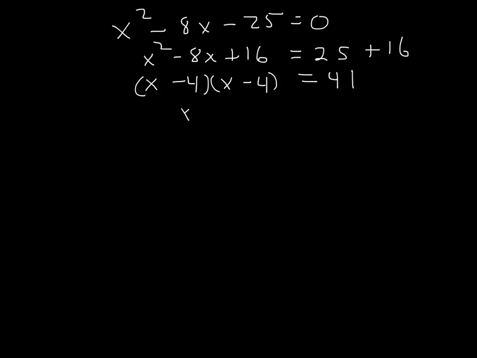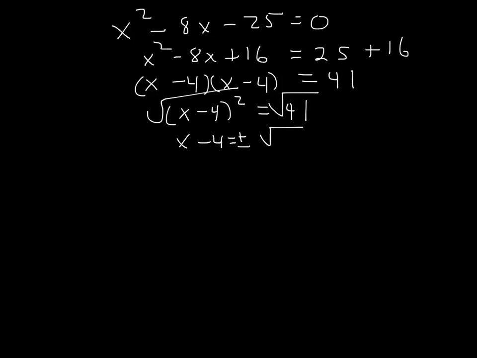Since these are the same factor, we write it like this, and then we square root both sides. We get x minus 4 equals plus or minus square root 41. See, that time the square root of 41, we can't actually get the number for that, so we just leave it plus or minus square root of 41. And then finally we solve: x equals 4 plus or minus square root 41. That's it. Now that one looks a little more like the answers you get from the quadratic formula.